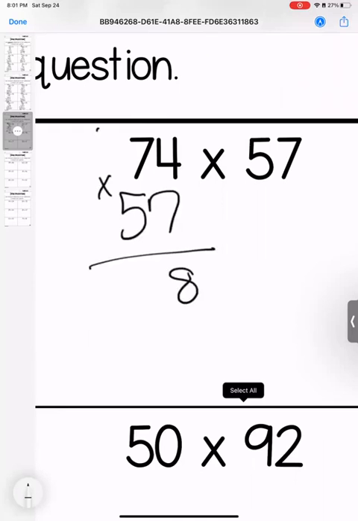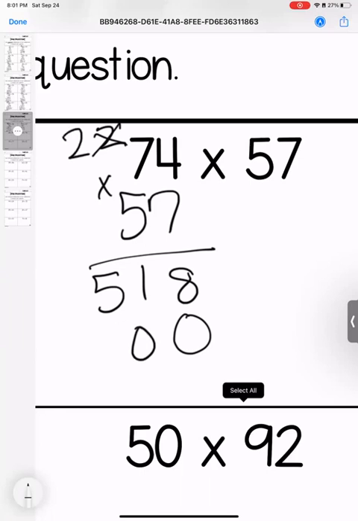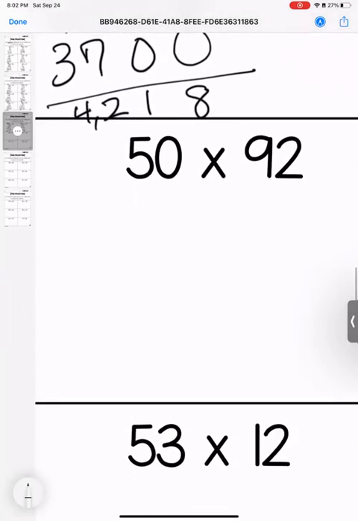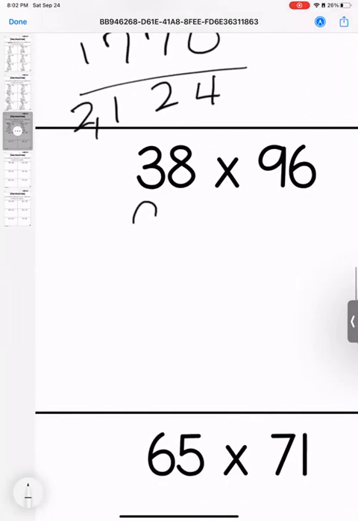Sliding over. We stack and multiply. 7 and 4 is 28. 7 and 7 is 49. Add 2 is 51. Place saving 0 and we slide to the tens. 5 times 4 is 20. 5 times 7 is 35. Add 2 is 37. We stack. We add. 8, 1. 5 and 7 is 12. 3 and 1 is 4. 4,218.